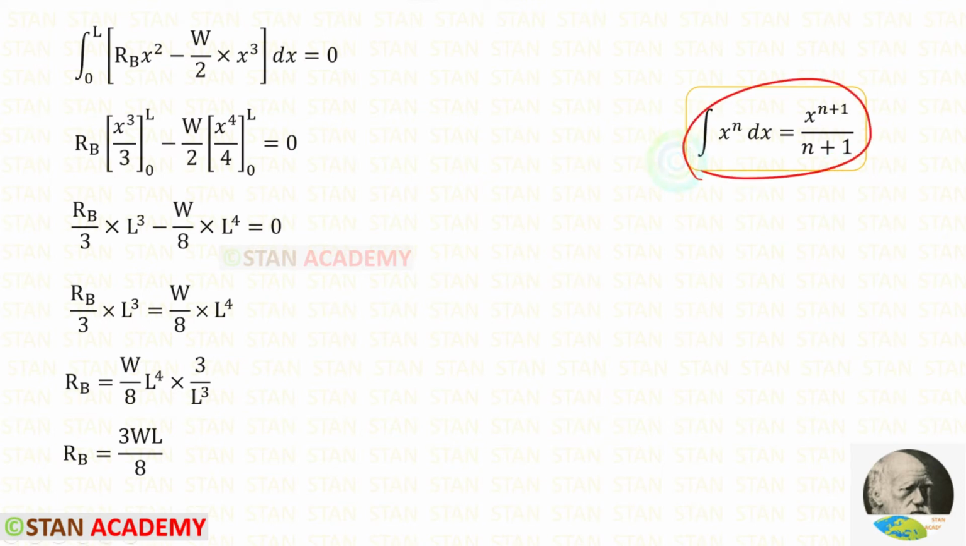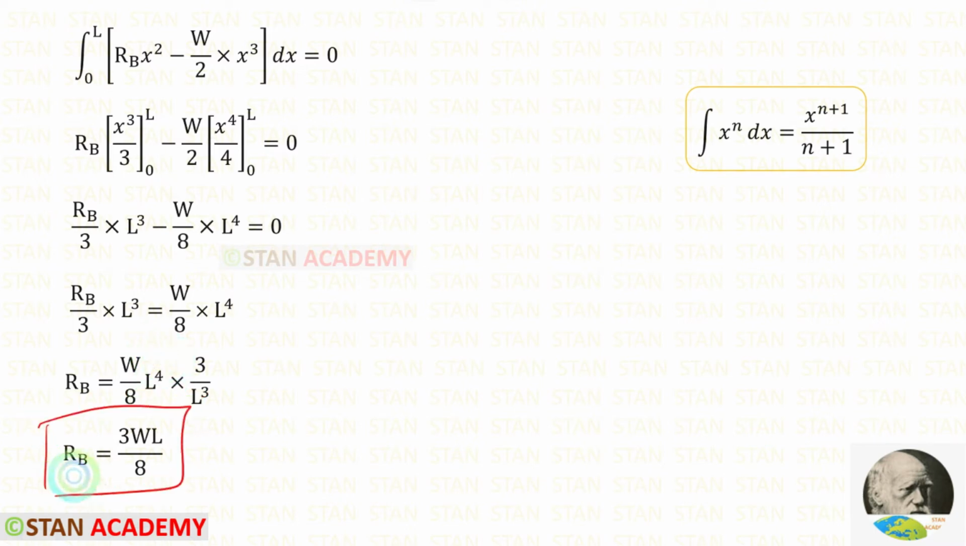Using this formula, we can do the integration. When we integrate x square, it will be x cube upon 3. When we integrate x cube, it will be x power 4 upon 4. Then let us apply the limits. No need to apply the lower limit 0, only apply the upper limit L. We can take this term on the other side, so it will become positive. Then let us take L cube upon 3 on the other side, it will come inversely. We can eliminate L cube, here we will have L. Finally, for RB, we have made an expression 3WL upon 8.